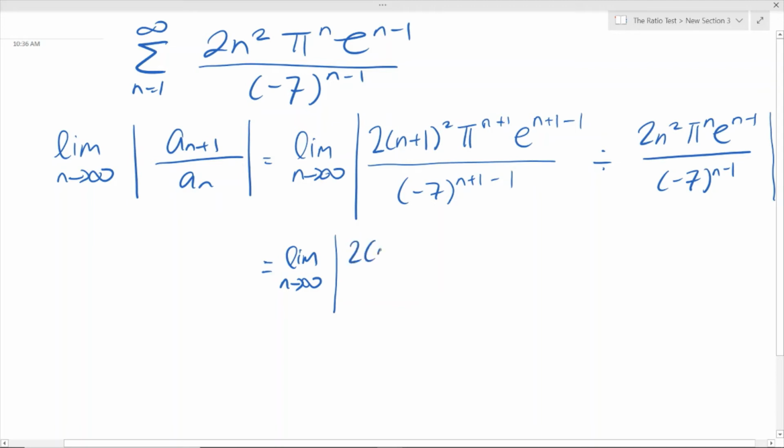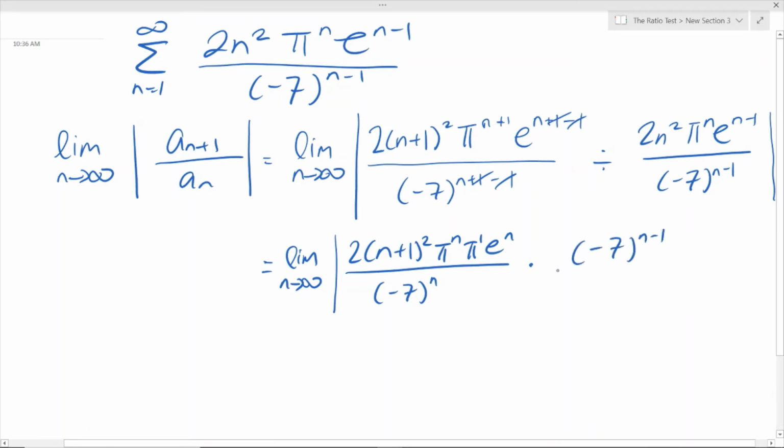So right here, we can see that pi to the exponent of n plus 1 is the same as pi to the exponent of n times pi to the exponent of 1. Because if we were to get from here to here, we would have to add the exponents. So that's how we get that. And here, the 1 and the negative 1 cancel out, so this is just going to be e to the exponent of n. And likewise, the 1 and the negative 1 here cancel out, so it's just going to be negative 7 to the exponent of n. We'll change this to multiplication if we just flip this fraction. So write this at the top, write this at the bottom.